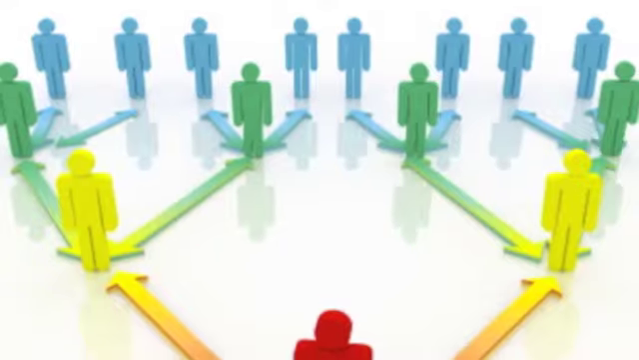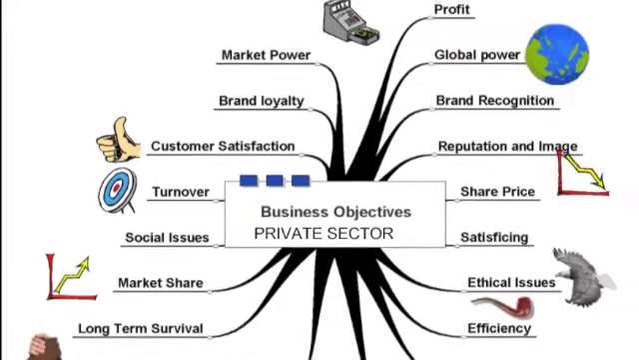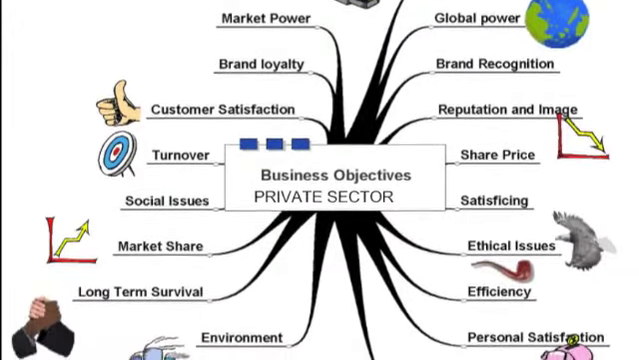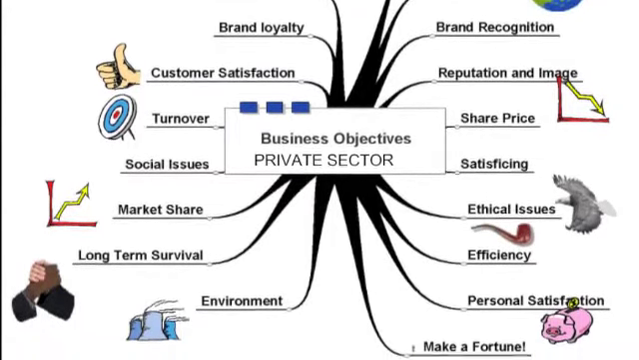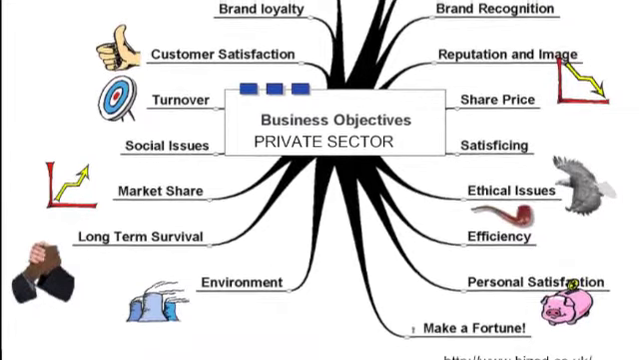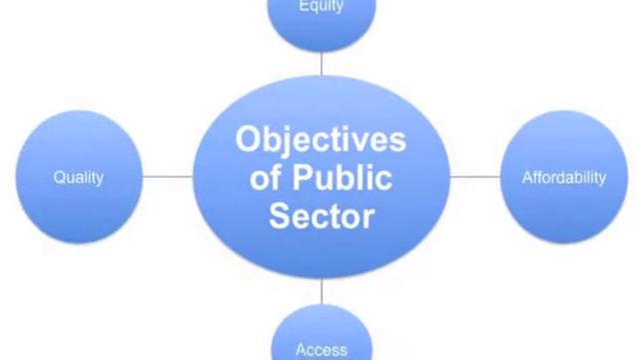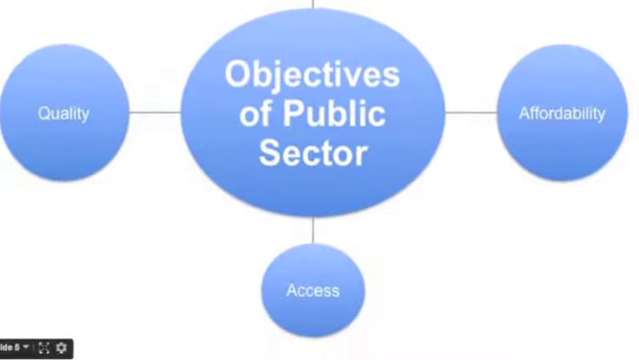There are organizational objectives set both in the private and public sector. These are some examples of organizational objectives in the private sector, like customer satisfaction, reputation and image, and long-term survival. Others can be to create a certain amount of profit in a certain amount of time. On the other hand, business objectives in the public sector can be to create equity, affordability, quality, and access.